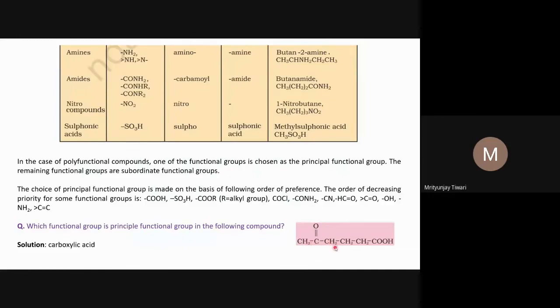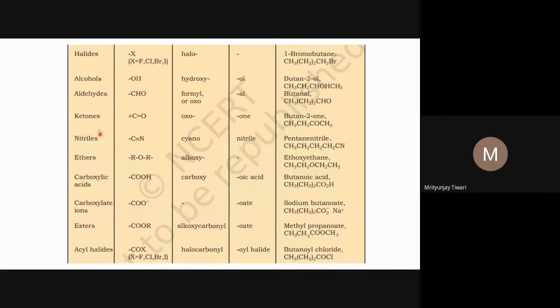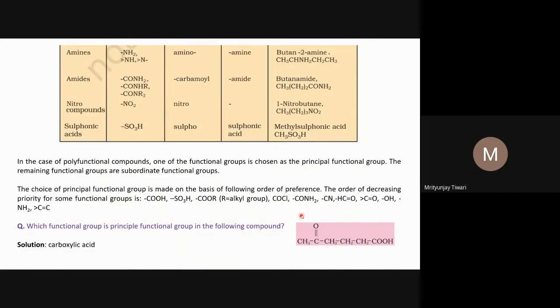Another functional group is RCOR. So two alkyl groups are attached to the carbonyl group. This C double bond O is called the carbonyl group. So two alkyl groups attached to the carbonyl group means it is a ketone. So two functional groups are there, ketone and the carboxylic acid.